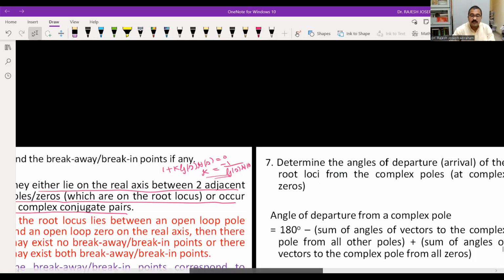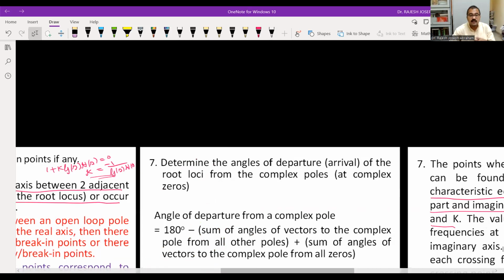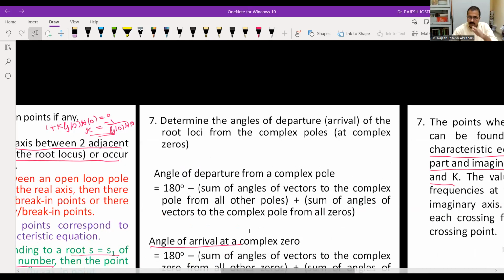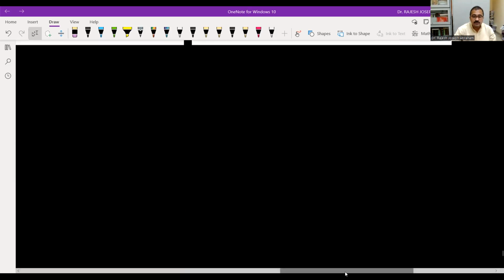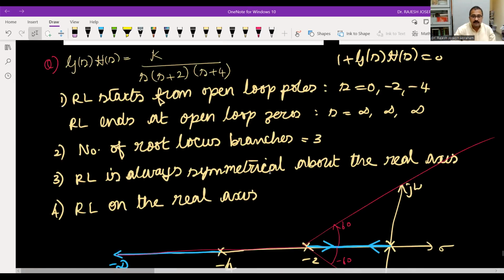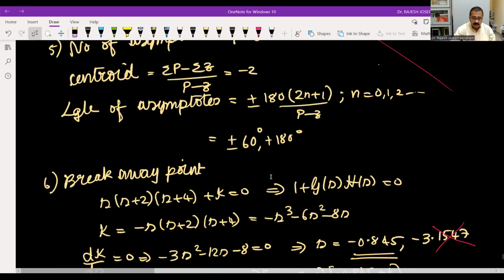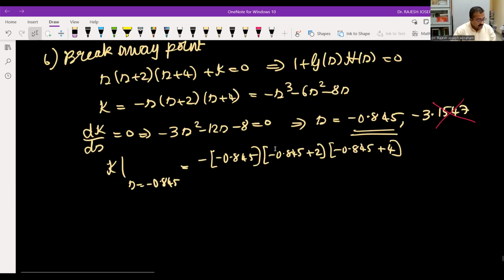Here we do not have any complex poles, so we can ignore the seventh step. Angle of departure will not be applicable here. Now we need to find at what point the root locus will cut the j omega axis. How to find that? Putting s equal to j omega and equating the real part and imaginary part to 0. So now we need to find the j omega axis crossing.